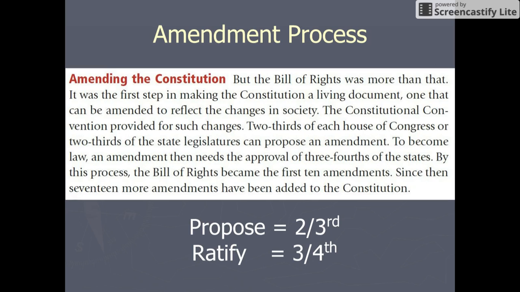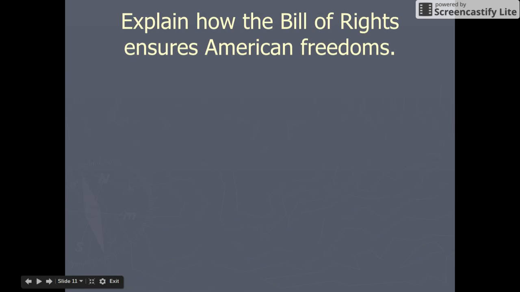To amend the Constitution, there are 2 things you have to understand: propose and ratify. In order to propose something, you need a 2/3 vote. In order to ratify, you need 3/4. And there are multiple ways you can do this, but the key is propose 2/3 and ratify 3/4. And like I said, you can read this section in your book. It talks about it, but this is the key: propose, ratify. Propose 2/3, ratify 3/4.